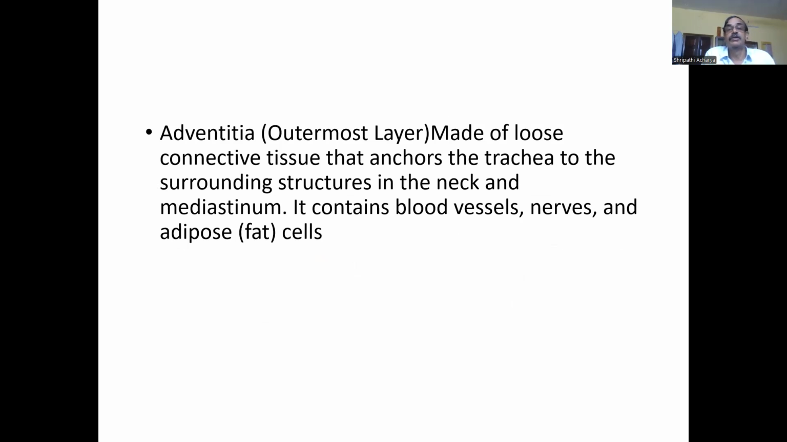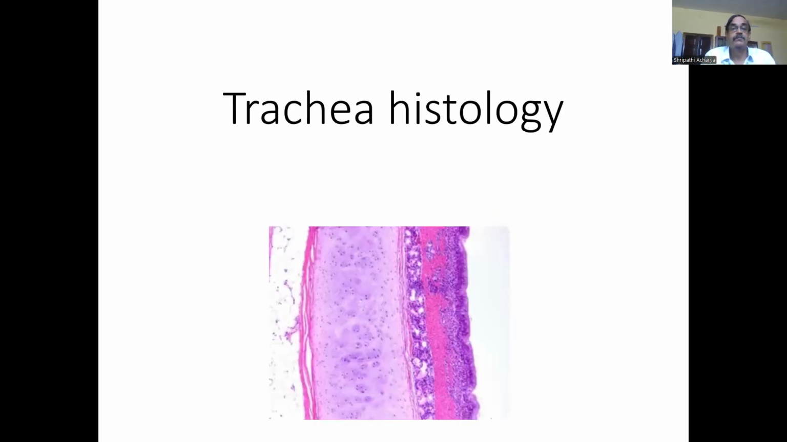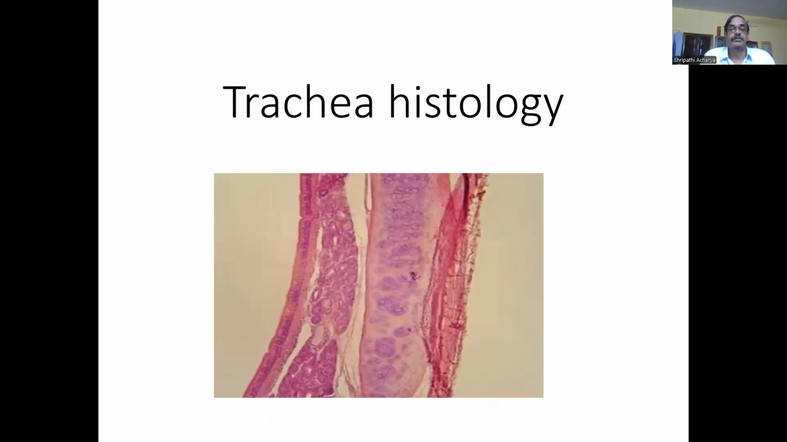Adventitia, outermost layer, made up of loose connective tissue that anchors the trachea to the surrounding structures in the neck and mediastinum. Contains blood vessels, nerves, and adipose fat cells. Some more slides of trachea.